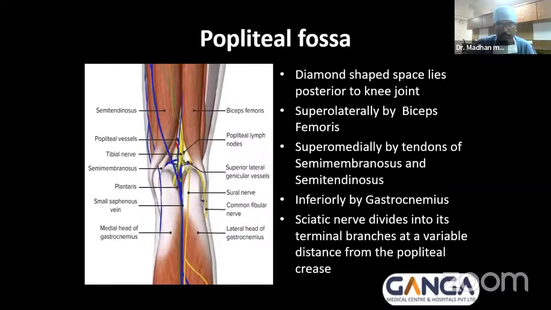Coming on to the anatomy of the popliteal fossa, it's a diamond-shaped space that lies posterior to the knee joint. The boundaries are superolaterally the biceps femoris, superomedially the tendons of semitendinosus and semimembranosus, and inferiorly the gastrocnemius muscle. The sciatic nerve divides into its terminal branches at a variable distance from the popliteal crease. As discussed by Dr. Madan, it can even diverge from its origin. From the origin, it can run as separate nerves, or divide anywhere just distal or just proximal to the popliteal crease.